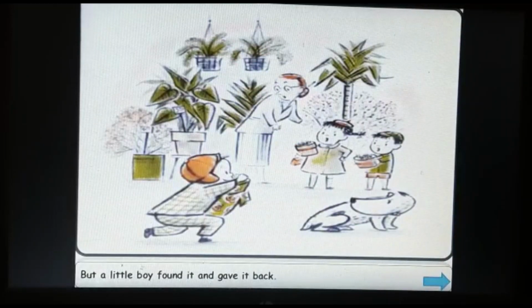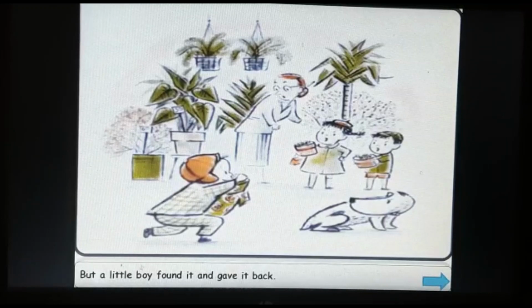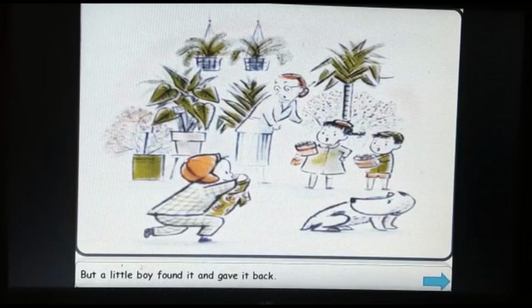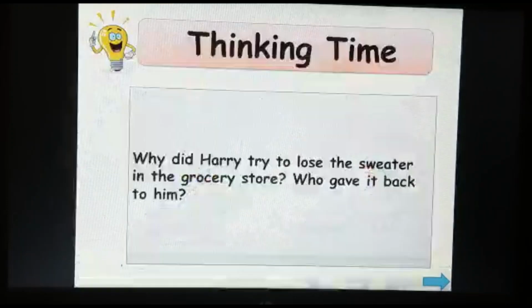Now you can see the look on the children's faces. What do you think they're thinking right now? They are really, really very, very angry. But why? Why are they angry this time? Because they figured it out that the sweater is not lost by mistake. It is done by Harry and intentionally he wanted to lose it.